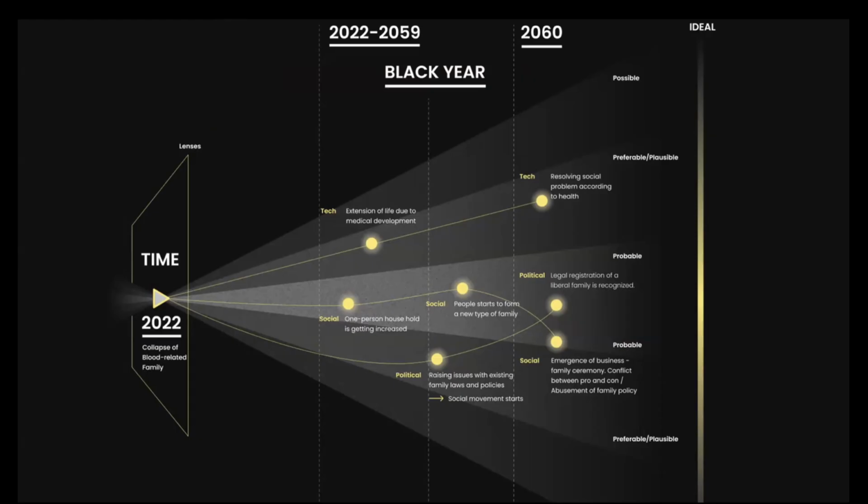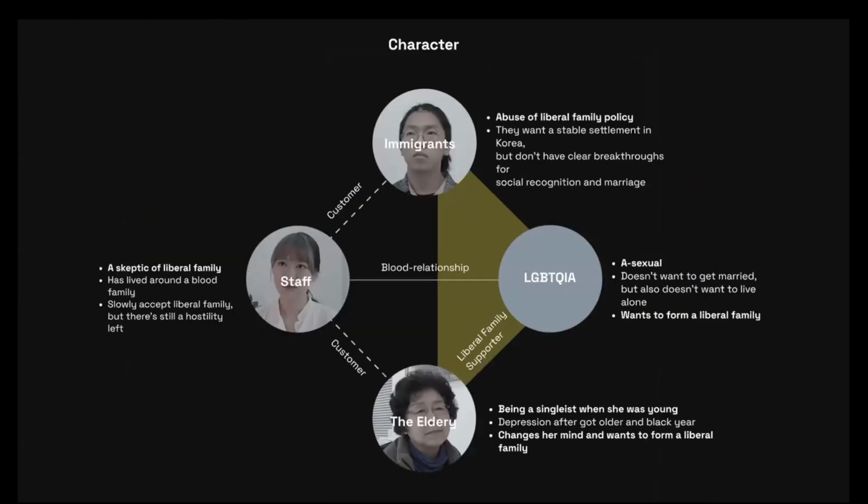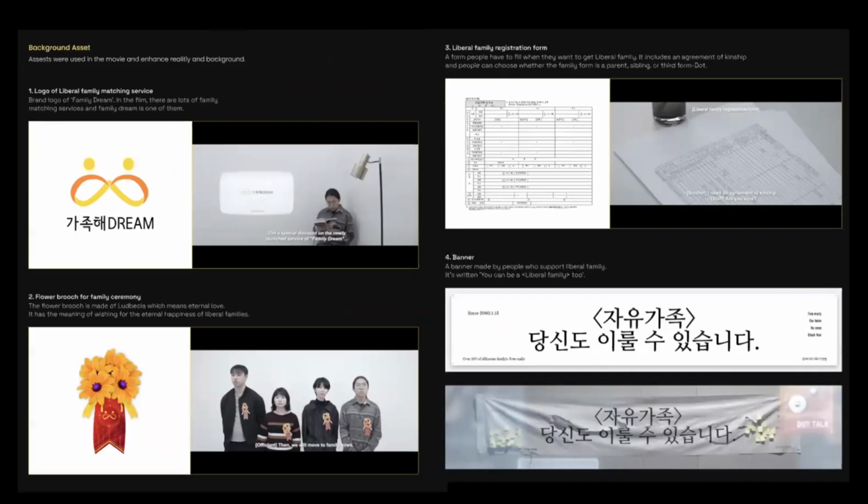What they came up with is this new concept of a liberal family, where you form a family with people you don't really know, who are not related to you or bound by marriage. It's a creative way of thinking about family and what that means in the future and what kind of impacts it will have. It's not just about technology development, but also technology, policies and people's lives being changed with everything.